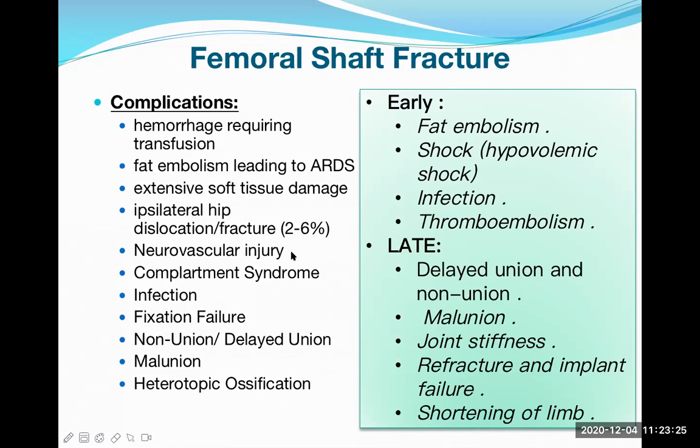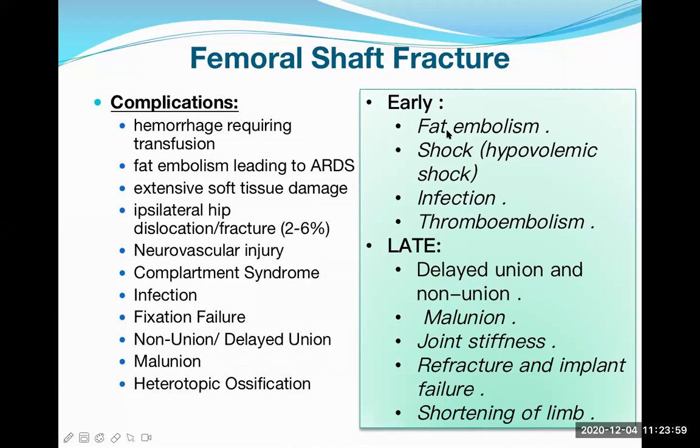Neurovascular injury can occur: sciatic nerve injury, femoral nerve injury, femoral artery injury. Compartment syndrome, we need to correct the spelling here. Compartment syndrome can occur, and this is a very serious condition. Infection, very common to occur in open or compound fracture. Fixation failure, failure of ORIF, non-union or delayed union, malunion, and heterotopic ossification, also known as myositis ossificans. These are the common complications.